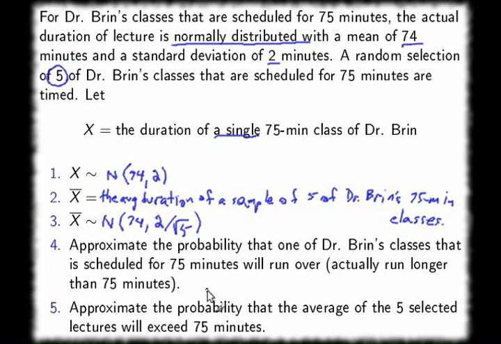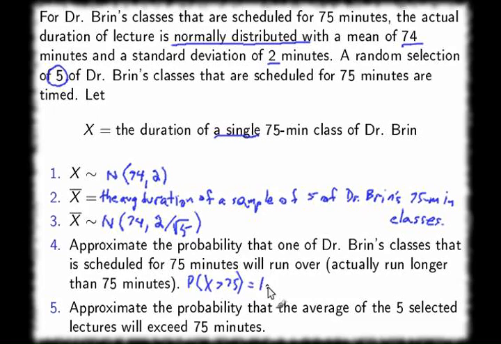Number 4, approximate the probability that one of Dr. Brin's classes that is scheduled for 75 minutes will run over, actually run longer than 75 minutes. Well, we'll have to ask a computer to calculate the number for us, but what we're looking for is the probability that one of Dr. Brin's classes, that is X, is greater than 75.